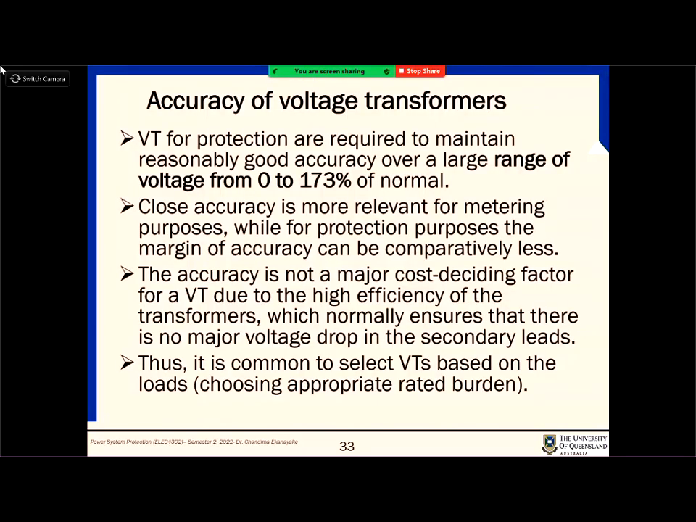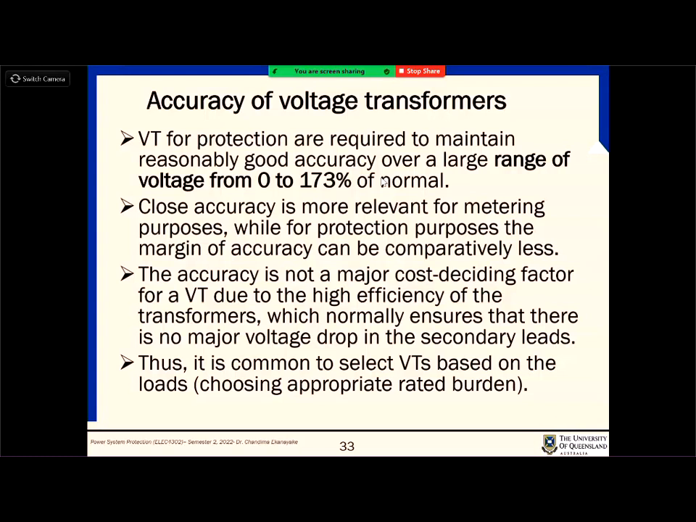And then when you are looking at these VTs, usually they should have a very reasonable accuracy from 0 to 173%. Right? I will count by 173%. If you look at what is the value of square root 3? Can you find some similarity here?